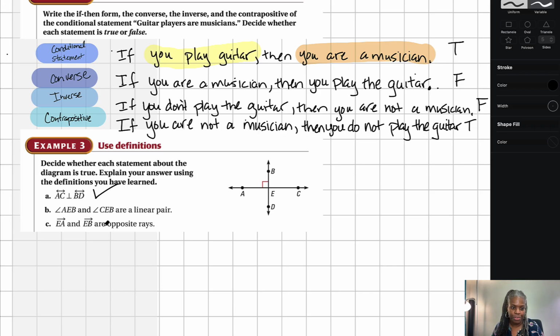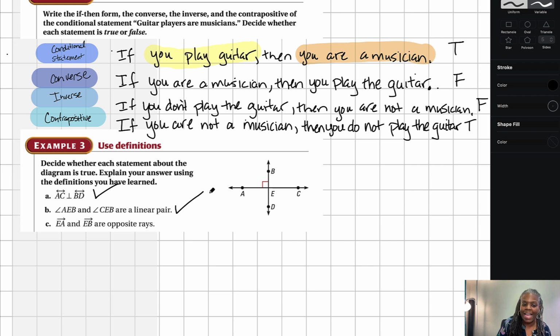Let's go ahead and look at another definition for this next one. What are linear pairs? Let's think about it. We remember that linear pairs are two angles that are adjacent to one another, right? They share the same side. They're adjacent and they form a straight line and they're supplementary. So with that in mind, I'm going to check this one out. Does angle AEB and angle CEB have those qualities? Are they adjacent? Yes, they share a ray. And do they form a straight line? Yeah, they do. They are supplementary. Therefore, they are a linear pair by definition.